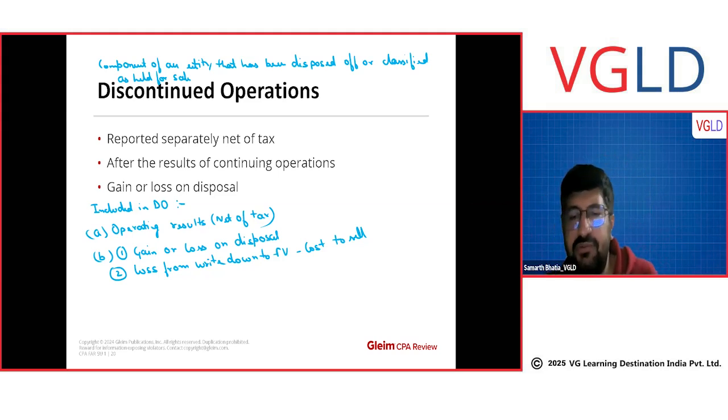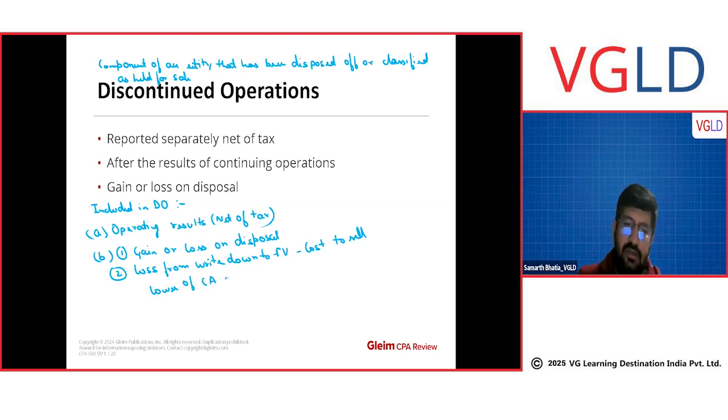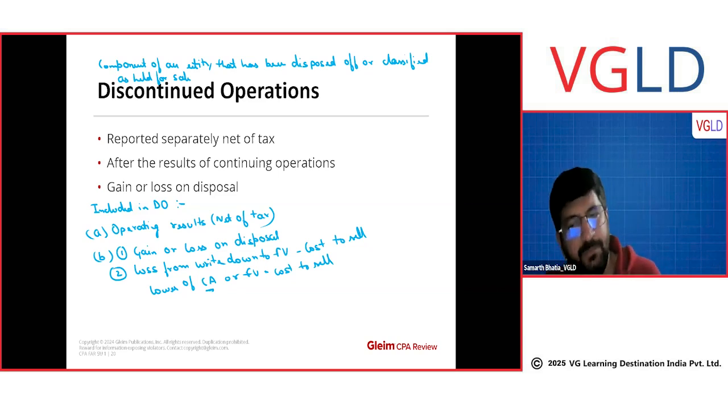And every time you have to re-measure your asset at the lower of cost. So what we do here is apply the lower of carrying amount or fair value minus cost to sell. If carrying amount is lesser, we show it at carrying amount. If fair value minus cost to sell is lesser, I'll show it at that amount. And whatever gain or loss there is will be reported in the discontinued operation section of the income statement.